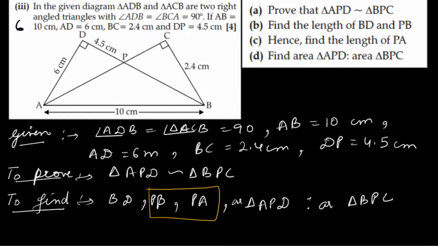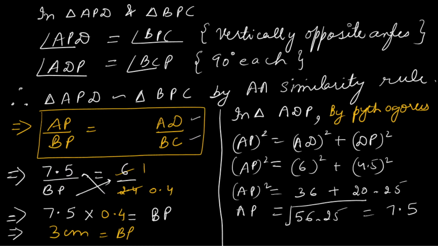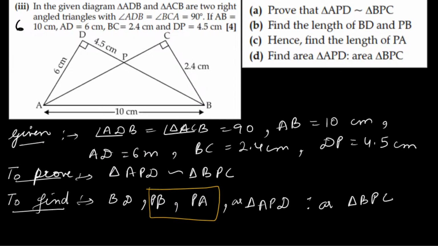Now the first AP is also done. AP's length we also found, this is 7.5. We found the length of AP as 7.5. So first is done, second is done, third is also done. Now we have to find the ratio of the area of APD to the area of BPC. So these two things, a ratio we have to find now.